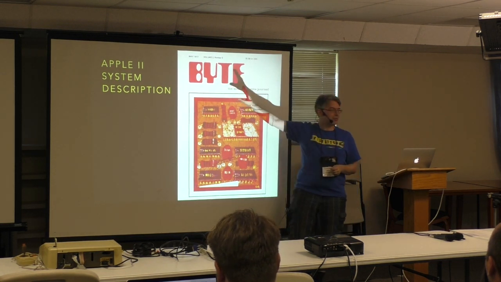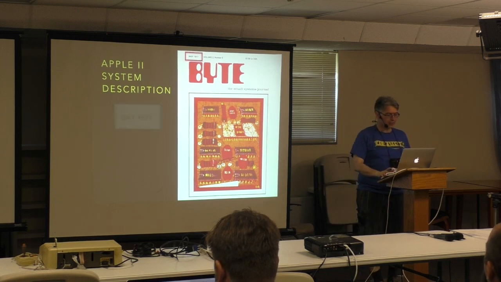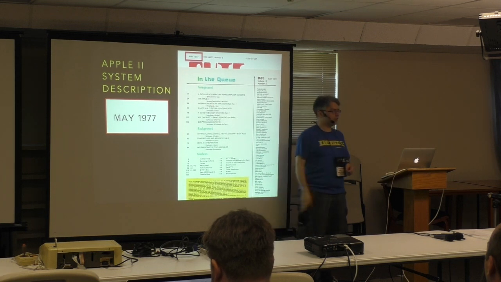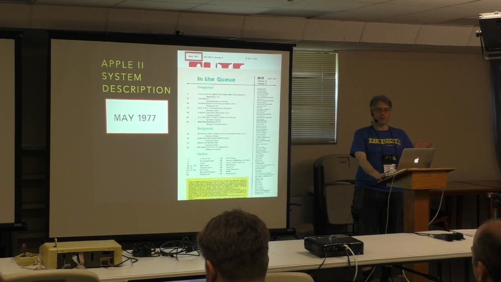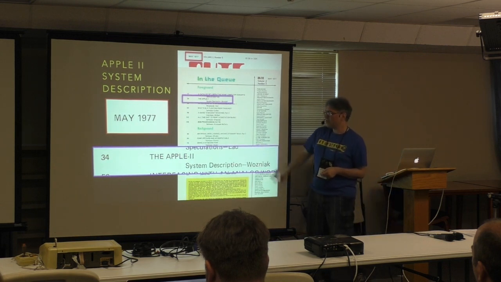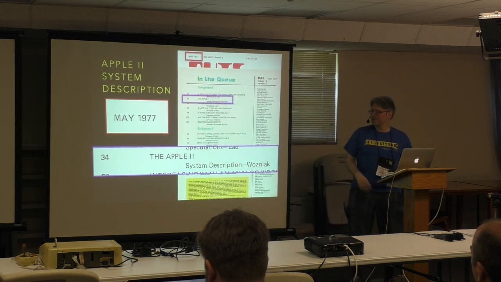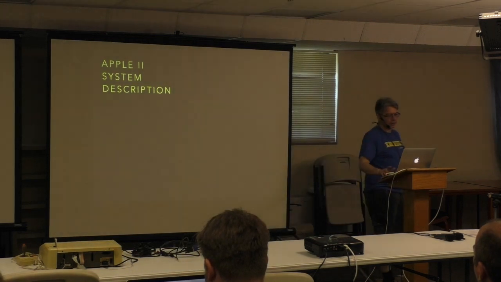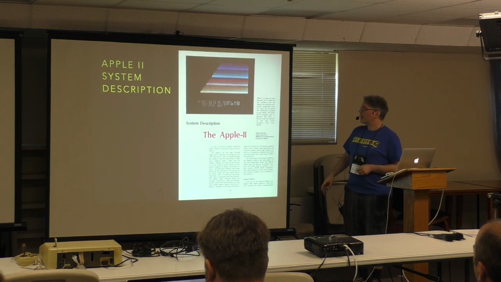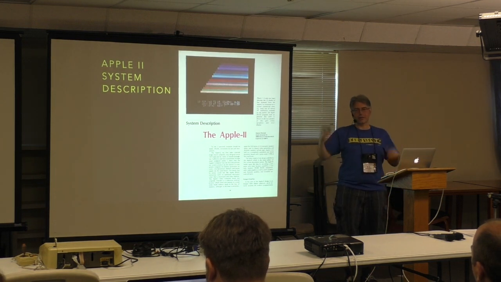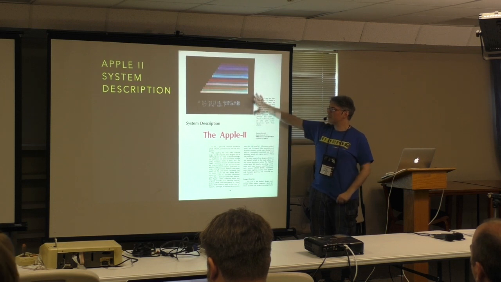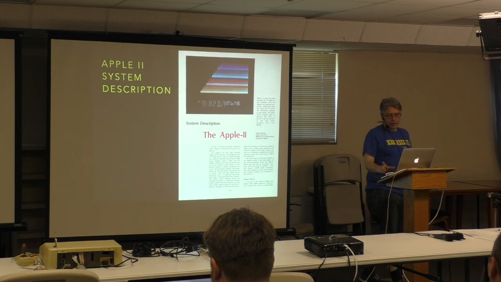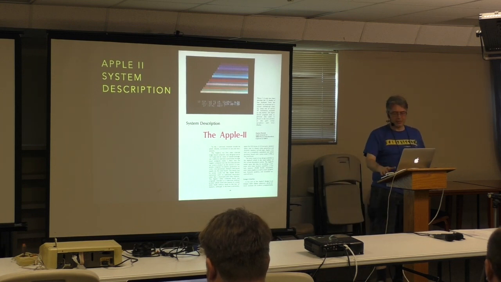In May 1977 Byte, Steve Wozniak wrote a system description for the Apple II. This is sort of outlining what this computer can do. There's some nifty animation to highlight things here, but this is Steve Wozniak's actual article. I don't know if people have read this. It's kind of neat, actually, just to take a look at what was in there. There's a picture of the colors, and he's walking through all the different things, and basically how the system works.